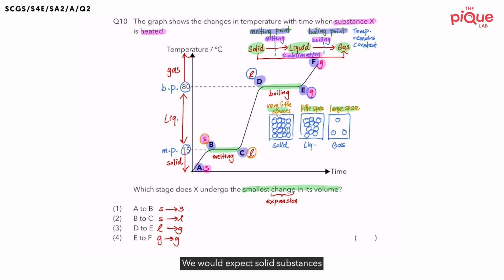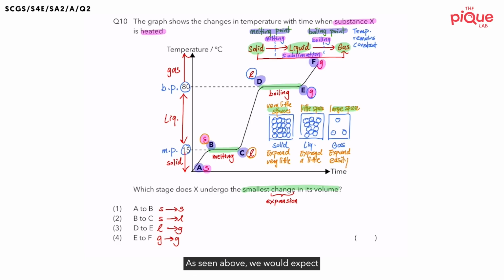We would expect solid substances to expand very little upon heating, because there is simply insufficient space for the particles to move apart. On the other hand, for liquid substances, given the slight extra space, they will be able to expand a little. And lastly, for gases, because of the large spaces between the particles, they can expand easily upon heating.